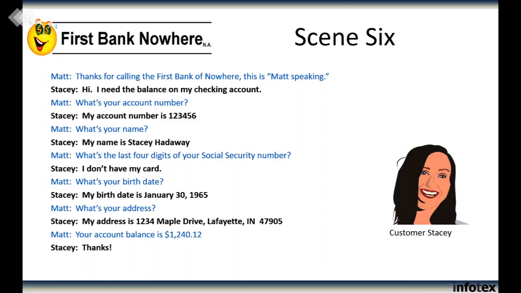Okay. And what are the last four digits of your social security number? I don't have my card. Okay. What's your birth date? My birthday is January 30th, 1965. Okay. What is your address? It's 1234 Maple Drive, and that's in Lafayette, Indiana, 47905. Excellent. Your account balance is 1,002.